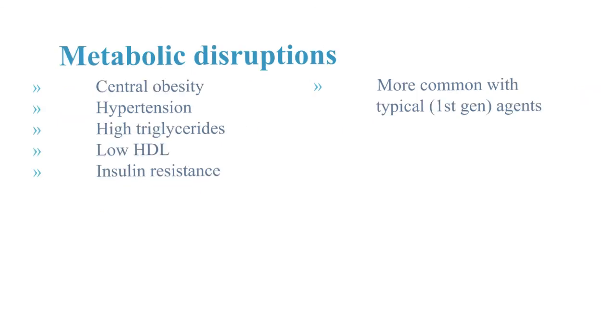And with endocrine disruptions, we get a lot of metabolic abnormalities as well. So central obesity, gaining weight around the middle, hypertension, high triglycerides, low HDL, and insulin resistance. Again, more common in first-generation agents, but something to warn the patient about and to include remedies in their total care plan.